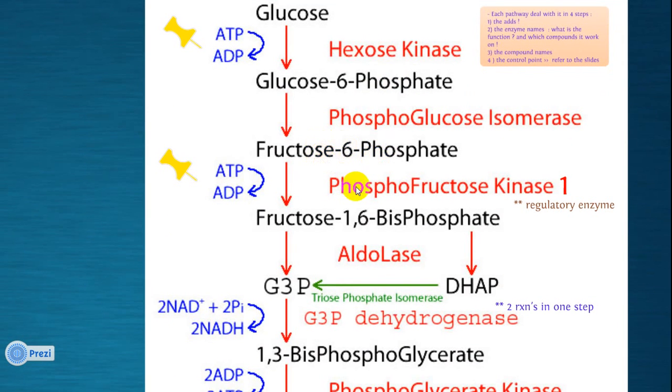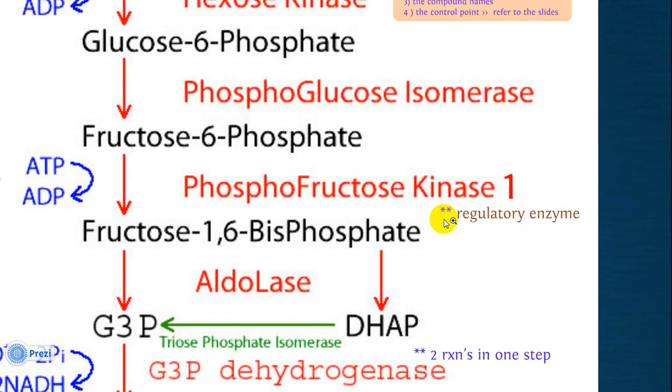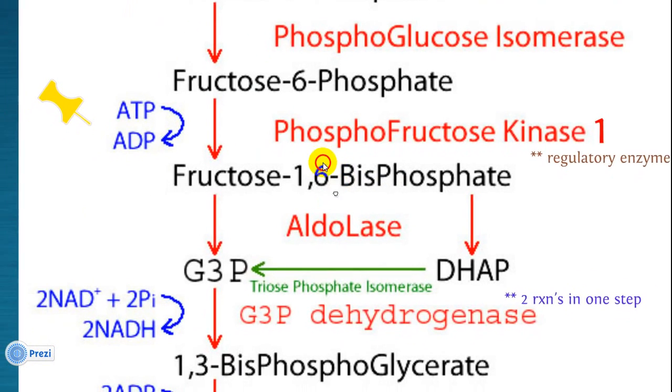Okay, the third reaction, we have an enzyme called phosphofructokinase 1. From its name, kinase, this enzyme will take a phosphate group from the ATP and give it to this compound. So we will have fructose 1,6-bisphosphate. Remember that bi means 2. And here this enzyme is the regulatory enzyme in this pathway. You need to read more about it in the slides or in the book.